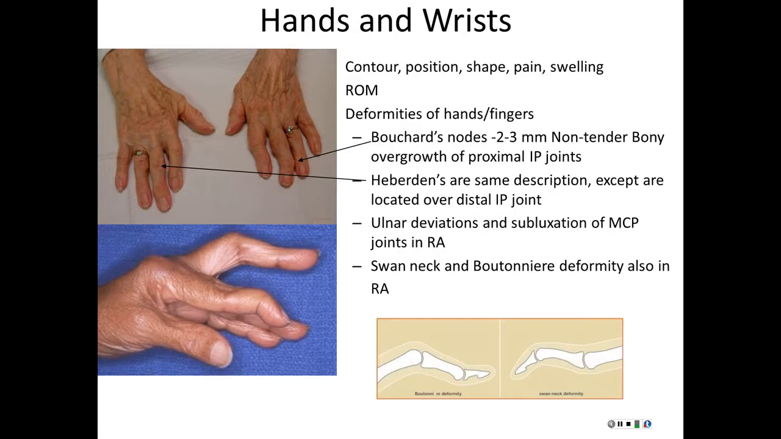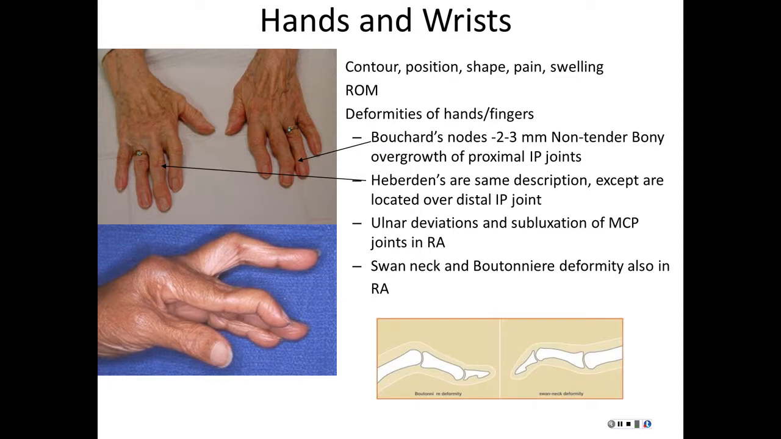On the hands and the wrist, realize that you're going to look at the contour, the shape, and if there are any deformities of the fingers. There are some common deformities of the fingers that you need to remember. One is Bouchard's nodules, on the proximal IP joints, and I've got an arrow to it. And the Heberden's nodules are the same description, but they're over the distal IP joints.